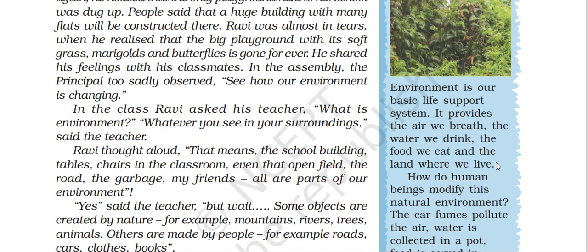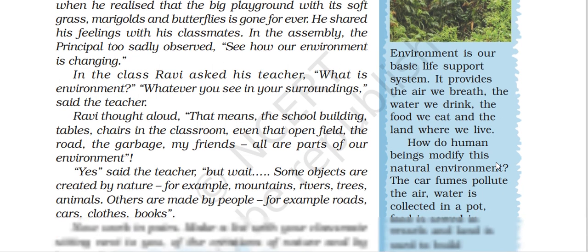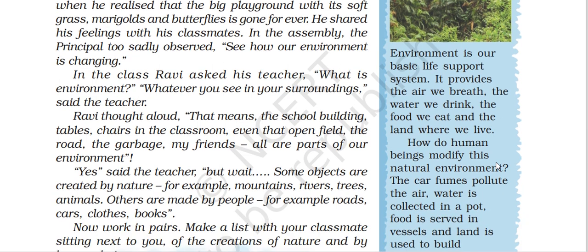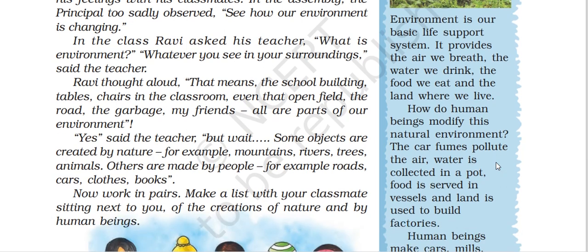Ravi thought aloud. That means the school building, the tables and chairs in the classroom, even the open field, the road, the path, and my friends are all part of our environment. Yes, said the teacher, but wait. Some objects are created by nature, for example the mountain, river, tree, and animal. Others are made by people, for example road, cars, and books.